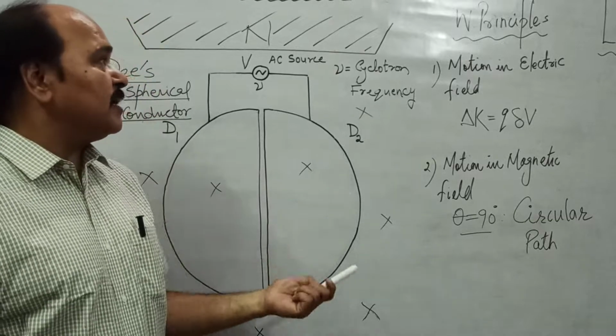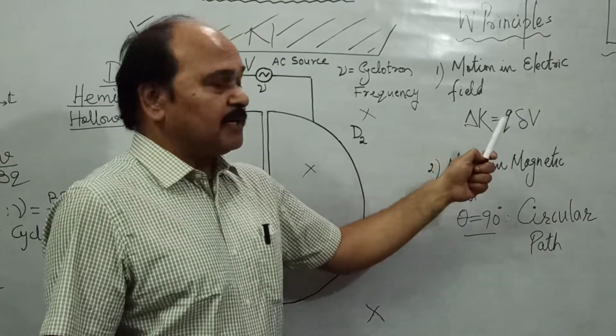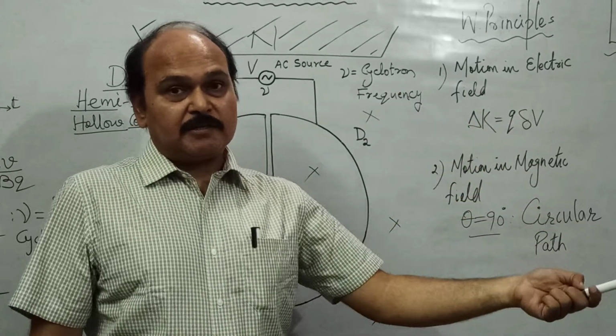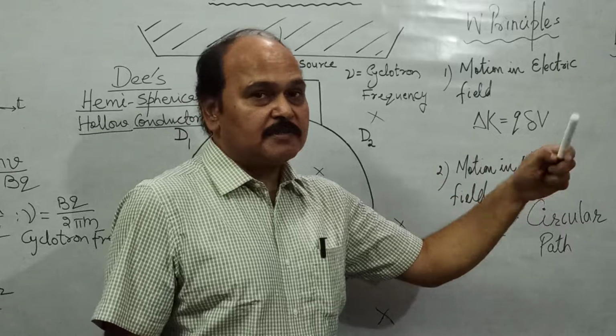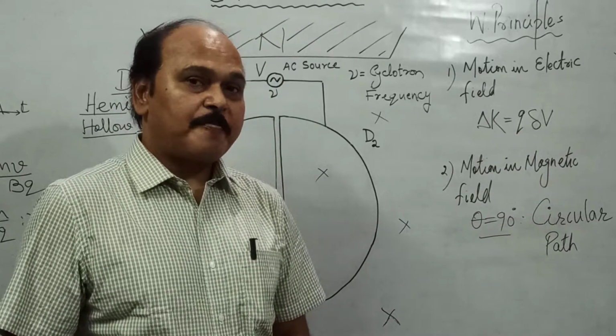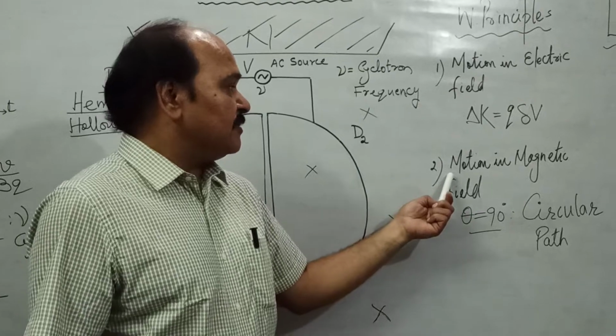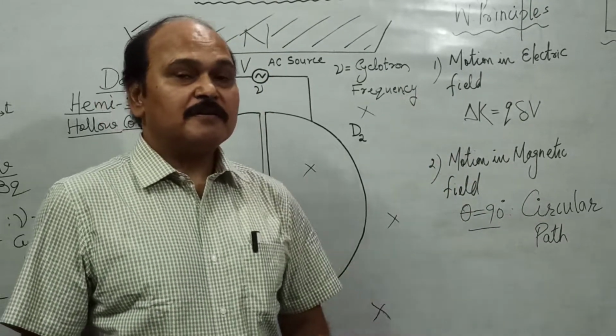As the charged particle moves through an electric field, what happens? It acquires kinetic energy. Its change in kinetic energy is always equal to the charge times the potential difference the charge moves across. This is working principle number one. And second is, when a charged particle moves normally into a magnetic field, it moves on a circular path.